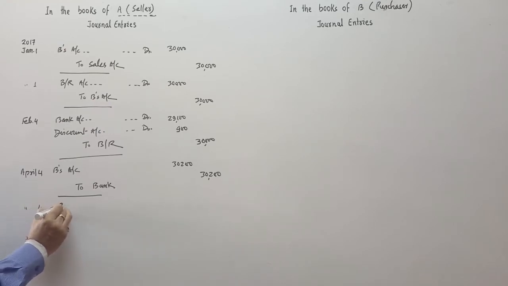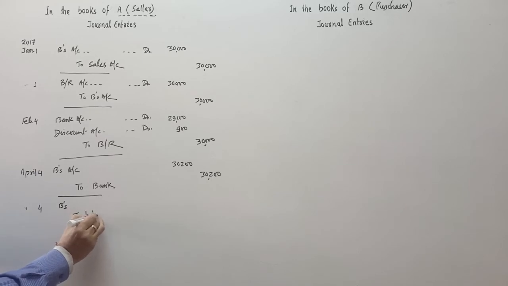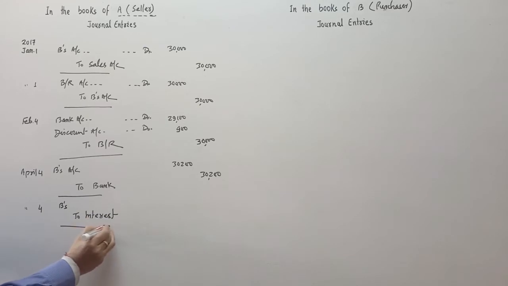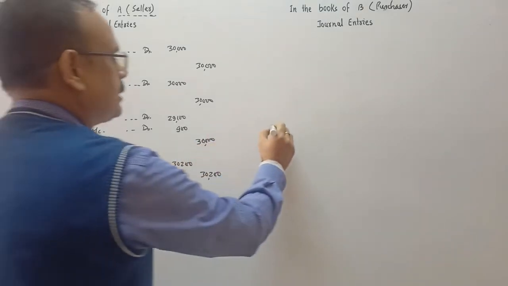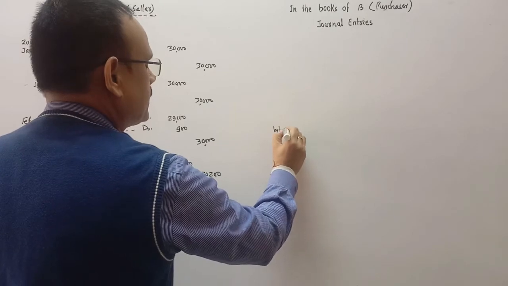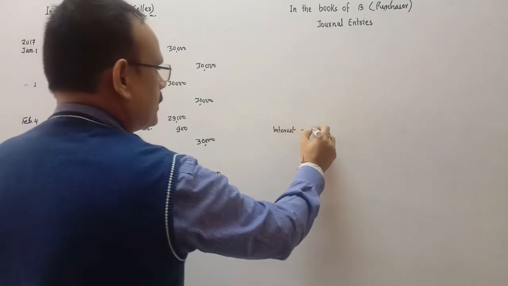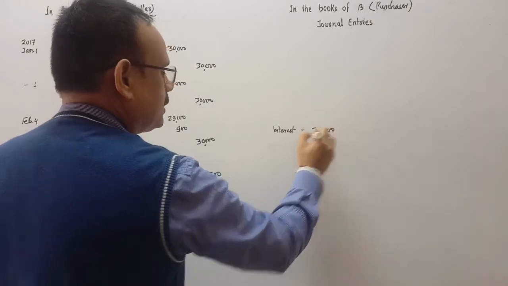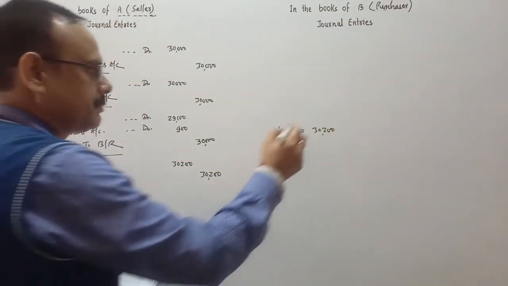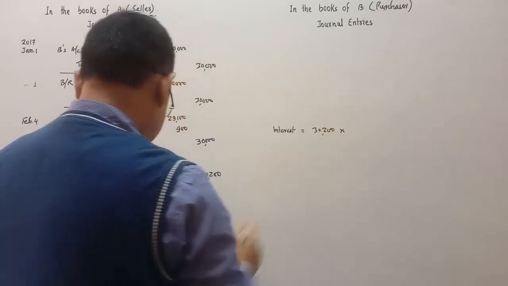For him, interest is the income. So he will write B's account debit to interest account. He will credit the interest because from the drawer's point of view, from A's point of view, interest is the income. So the next calculation in the working note is related to interest. Interest will be calculated on 30,200, the bill amount plus noting charges.